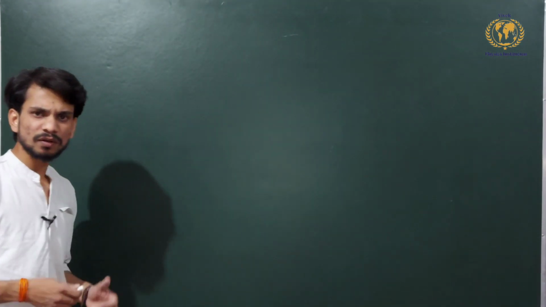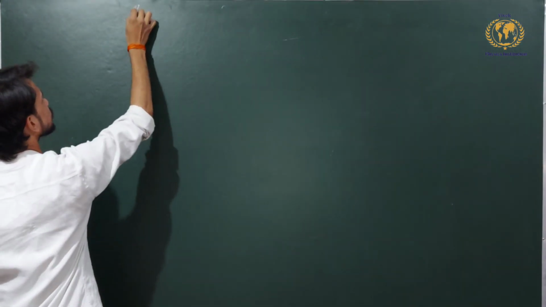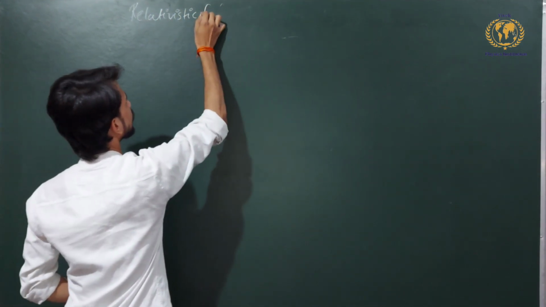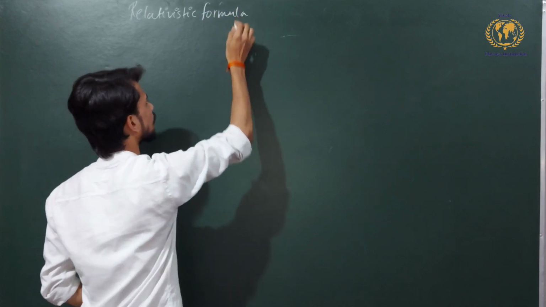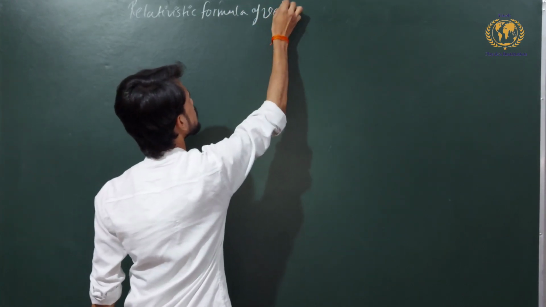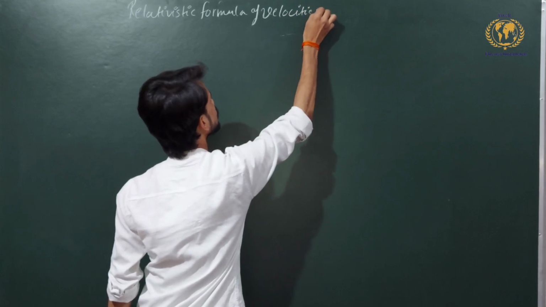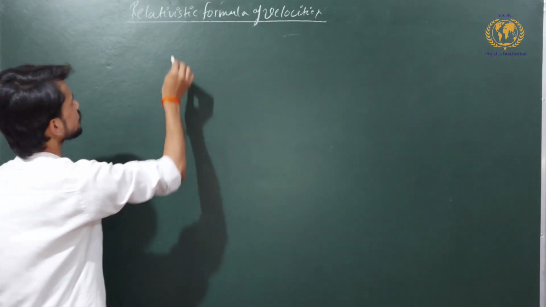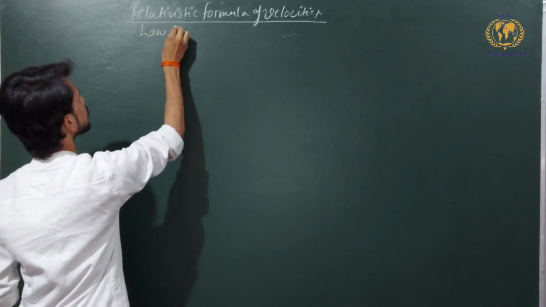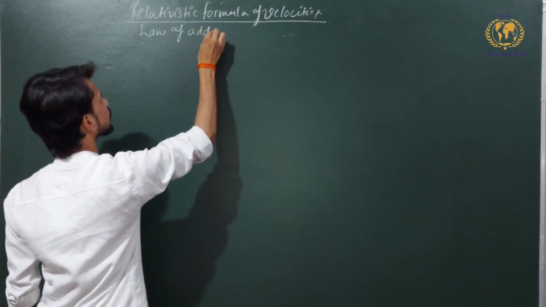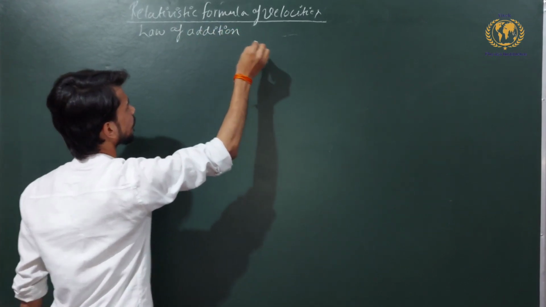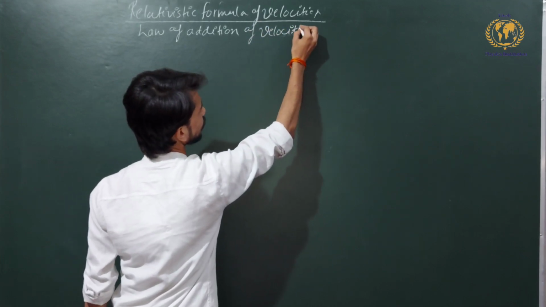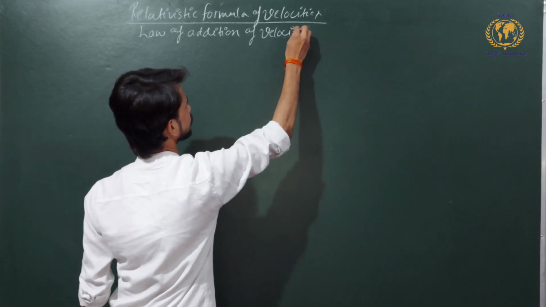So the topic of this video is the relativistic formula of velocity. This is also very well known as the law of addition of velocities. Let's say this is simple velocity.